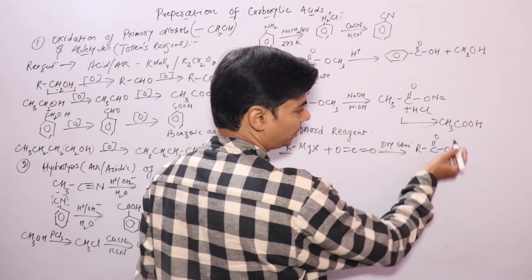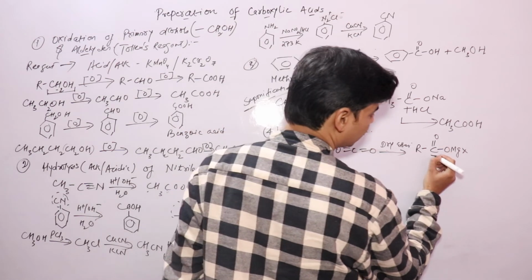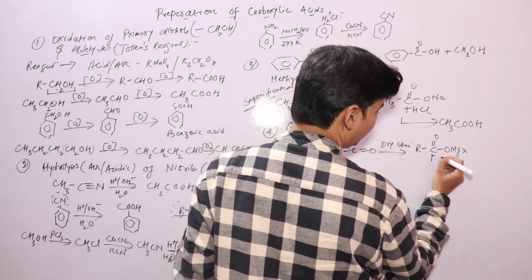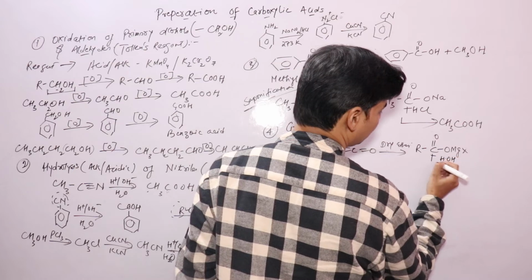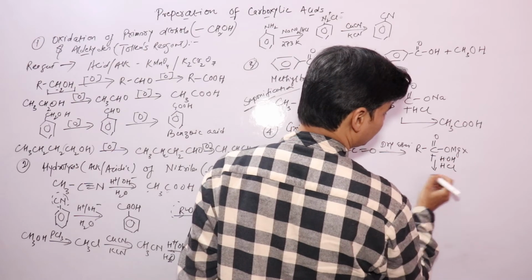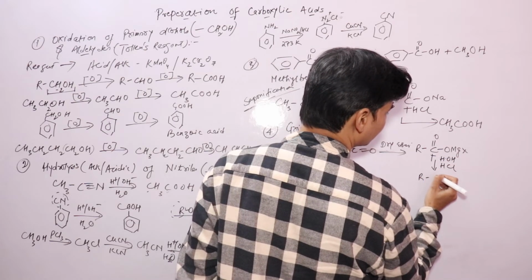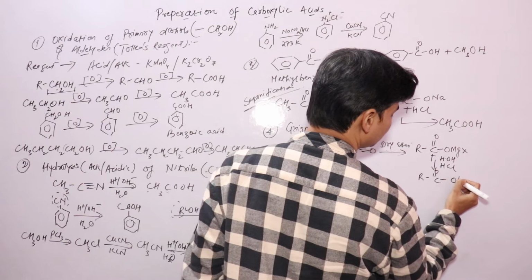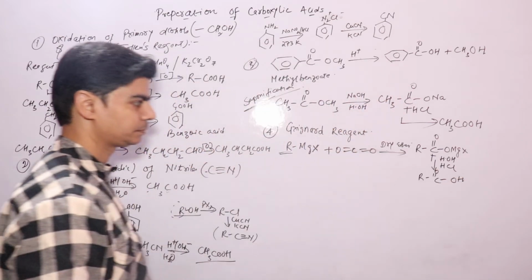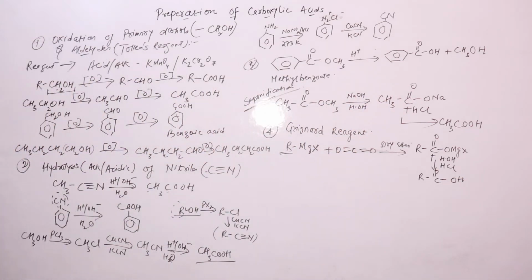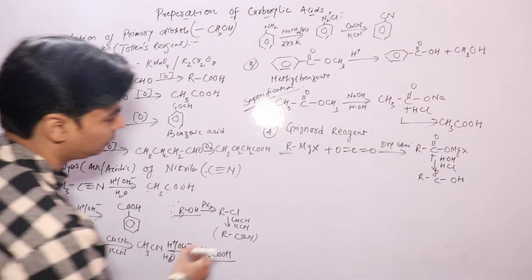So it will first form an addition product. Now this addition product will undergo hydrolysis in presence of hydrochloric acid to change into carboxylic acid. So we can look into an example quickly.